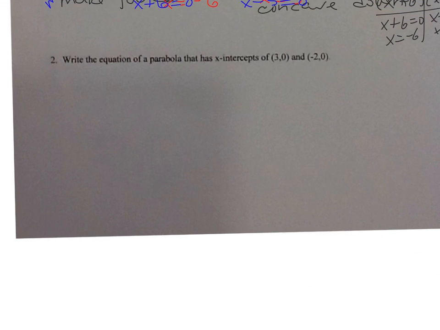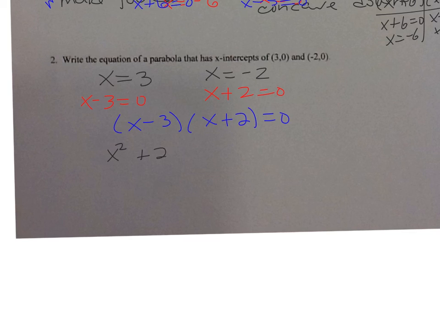All right, so I have my x-intercepts are (3, 0) and (-2, 0). So I have my x's are x is equal to 3 and x is equal to -2. So I subtract 3, I get x minus 3 equals 0. Add 2, I get x plus 2 equals 0. Set it up as factors. X minus 3 times x plus 2 equals 0. Double distribute, we get x squared plus 2x minus 3x minus 6 is equal to 0.